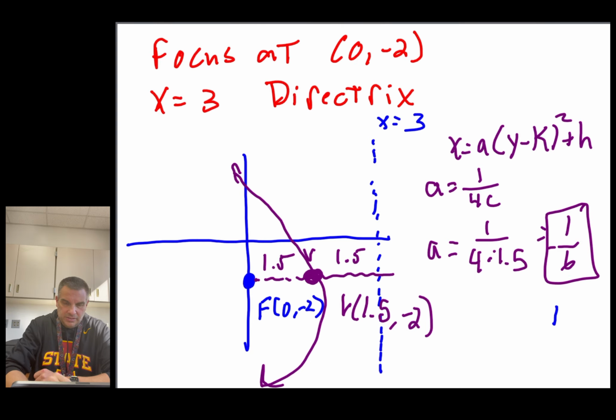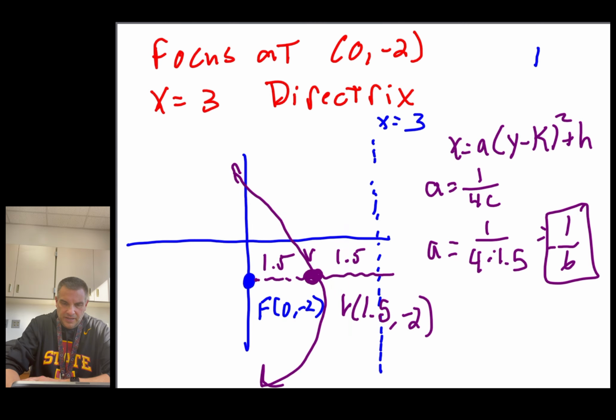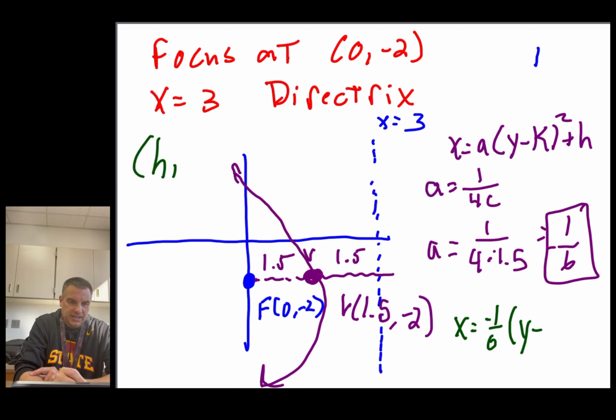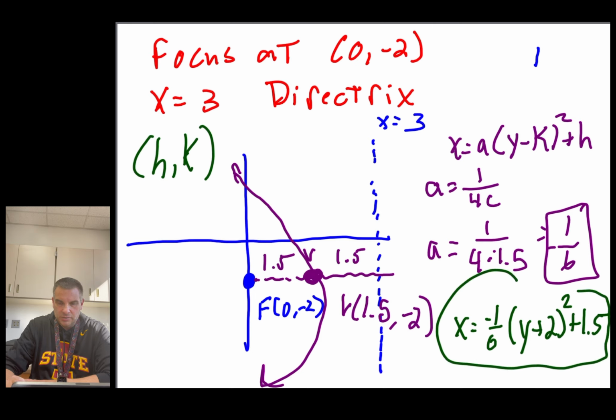So my equation then, so I've got my a value, I've got my vertex. I've got to be a little careful with this when you do this. So we've got x is equal to my a value, which was -1/6, times y minus my k value. Well, remember our vertex is (h, k). My k value is -2, so this would be y minus -2, so this would be y plus 2 squared plus my h value, which is 1.5. And there's the equation of that parabola. Okay.